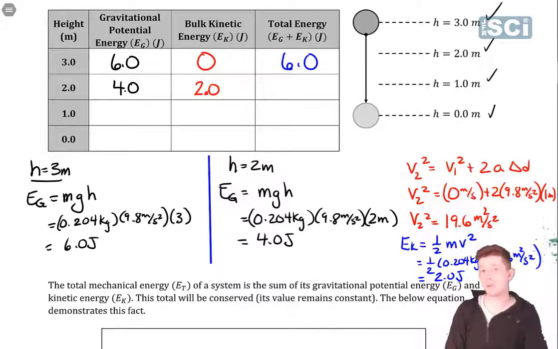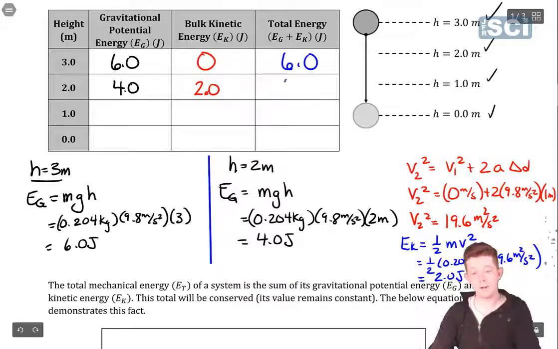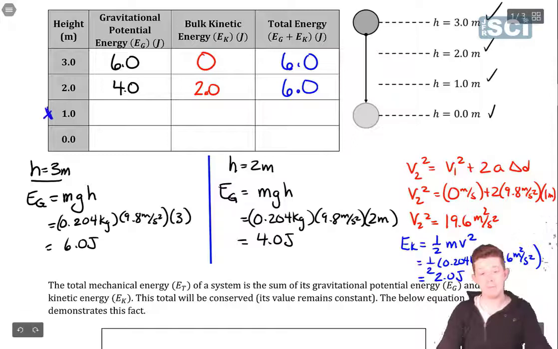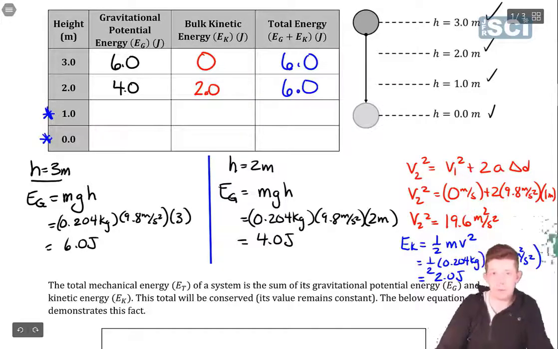It has 2 joules of kinetic energy, which means that its total energy here is 6.0 joules. And I'm going to ask you to pause the video. Try to find out the gravitational potential energy at 1 meter above the ground and at 0 meters above the ground, so on the ground.